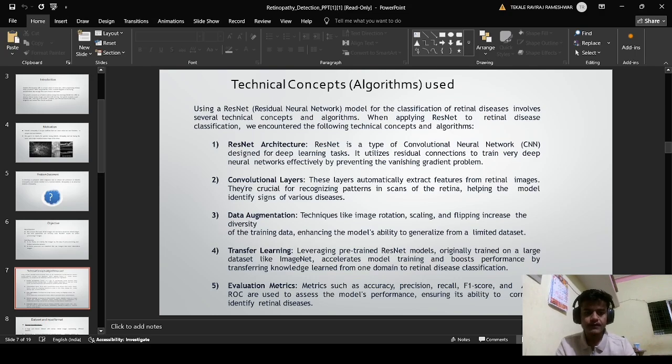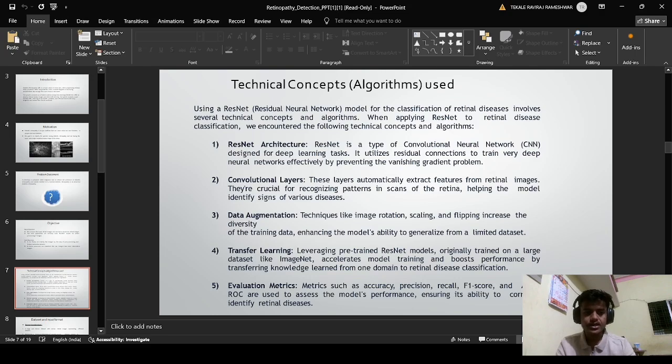ResNet is perfect for our task as we need the model to capture the complex patterns in the retinal image. In the convolutional layer, these are the core layers of the CNN. They automatically extract important features like blood vessels, exudates, and microaneurysms from the fundus images.